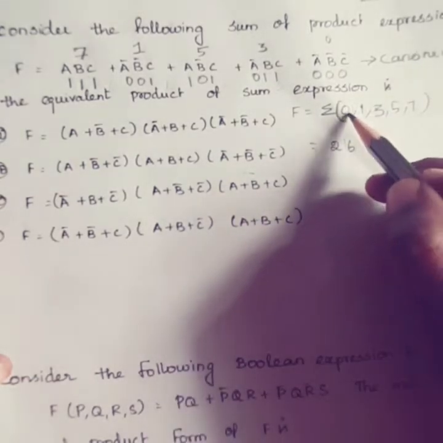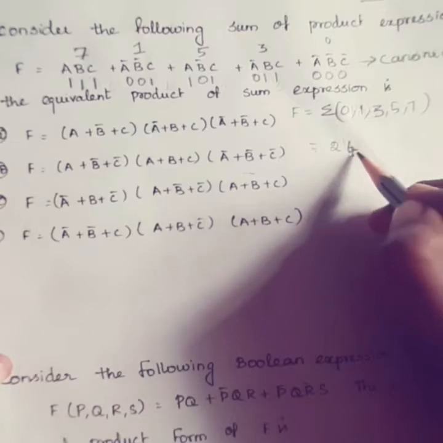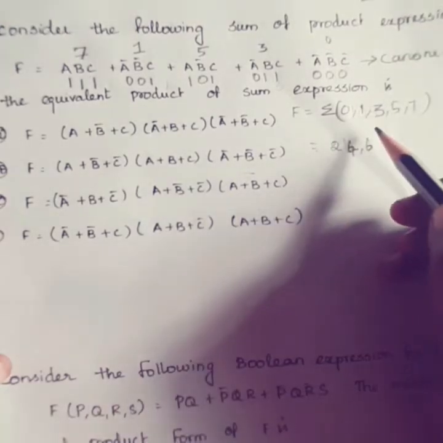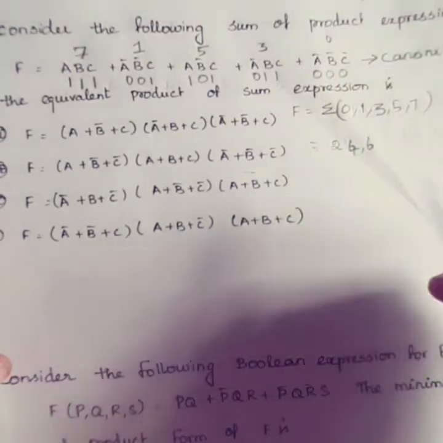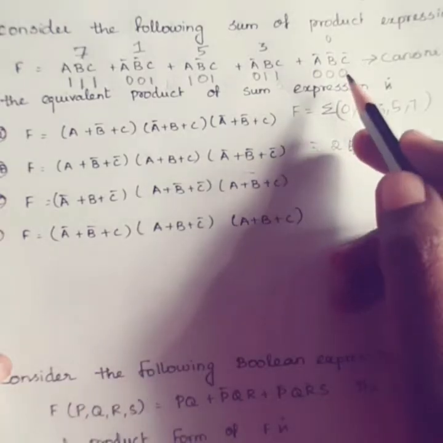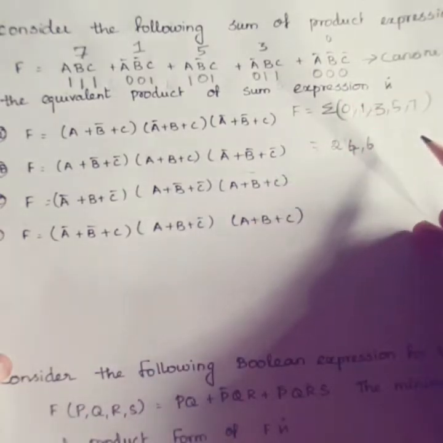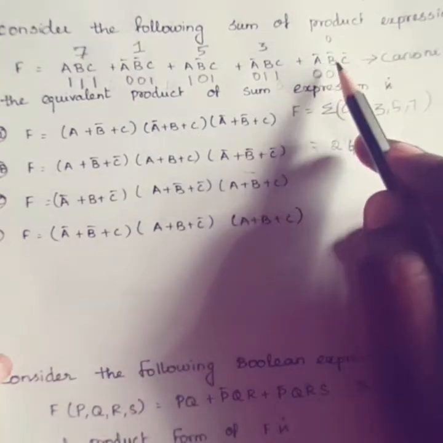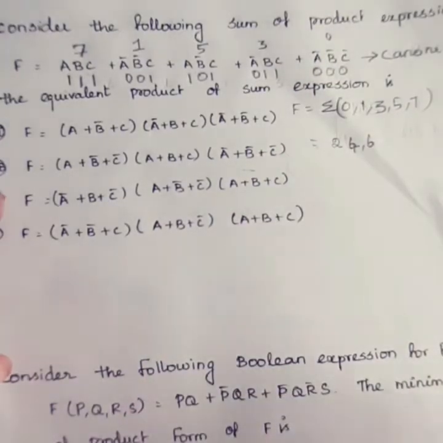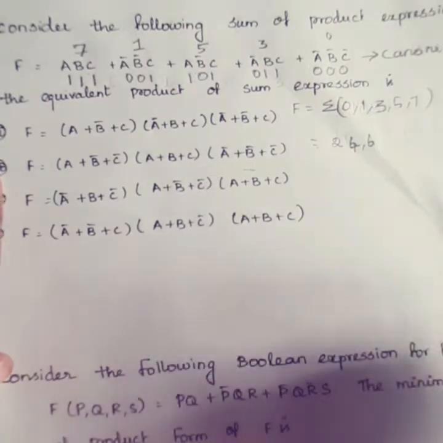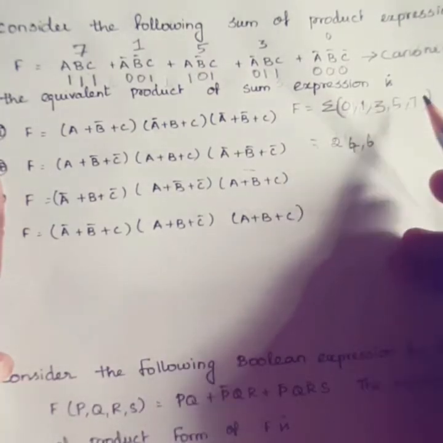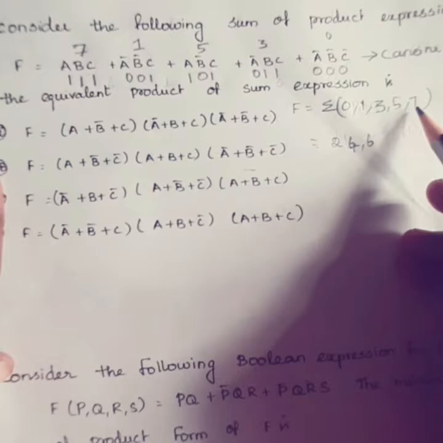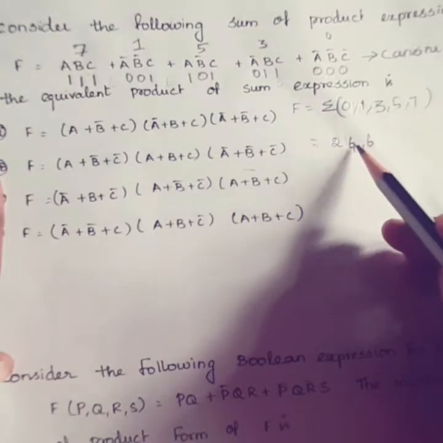Here we have three variables. By using these three variables, we can represent 8 min terms, that is from 0 to 7. So in these 0 to 7 min terms, the missing terms are 2, 4, 6.